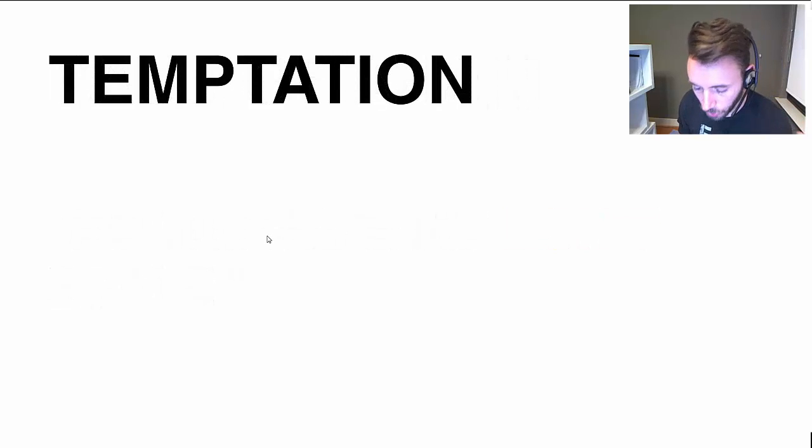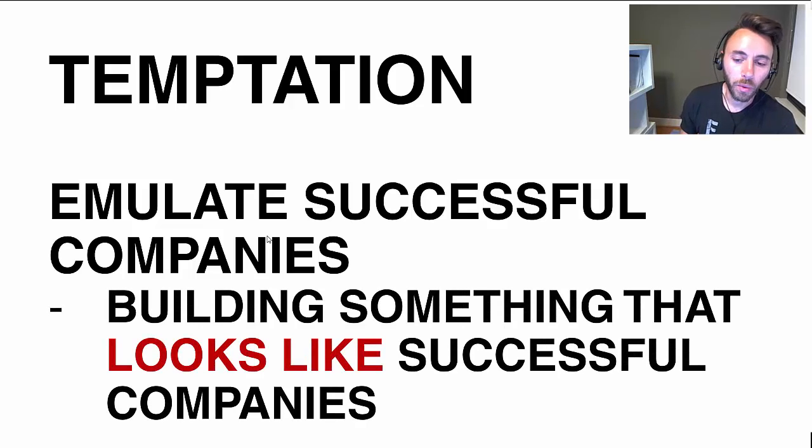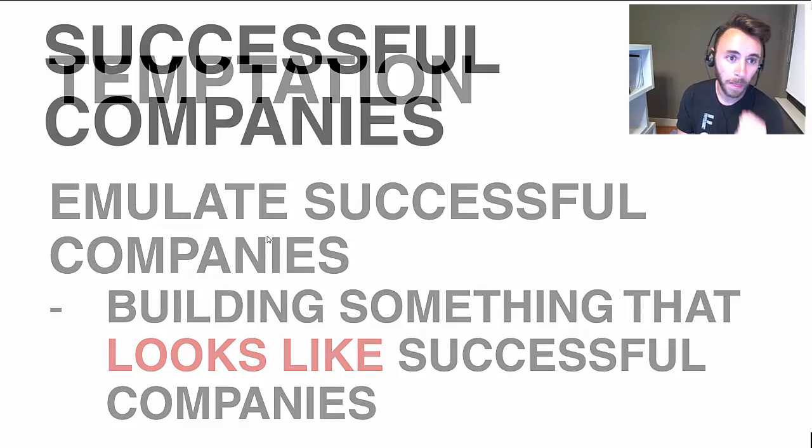Now, the natural temptation for all of us is to want to emulate success. We see these big successful companies all around us. We are customers of theirs. We read about them, and so we want to emulate them. We want to do the things that they're doing. So we want to build something that looks like successful companies. That's our nature. Like, oh, Amazon's doing this thing, or Facebook's doing this thing, or this other app is really successful. I want to be and look like them. That's natural and makes sense.